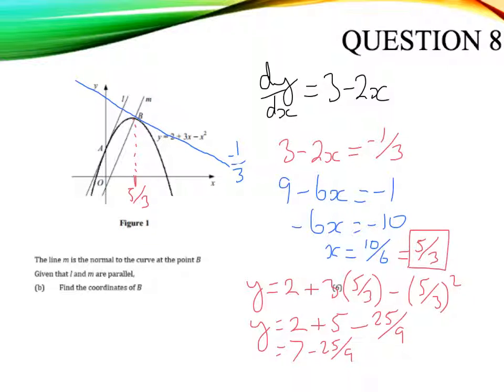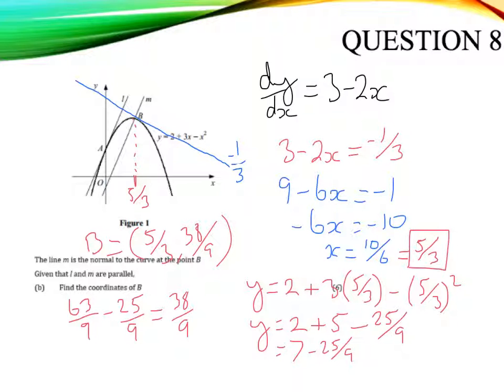If I put 7 as 63 over 9, then 63 over 9 minus 25 over 9 is going to give me what my y value is, which is going to be 38 over 9. Which, again, is not particularly nice, but it is what it is. So my B coordinate is 5 over 3, 38 over 9.